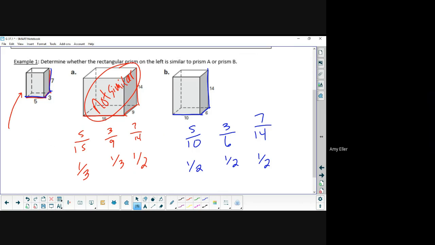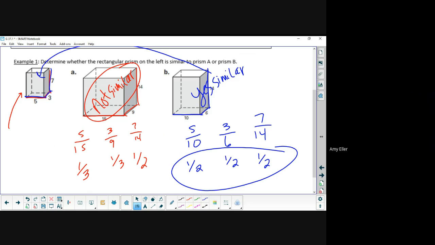Everything simplifies to a half, so you can think of the figure getting smaller by a half, or depending on which direction you look at it, this side is bigger by 2. So because every side has the same multiple, yes, this one is similar to this one.